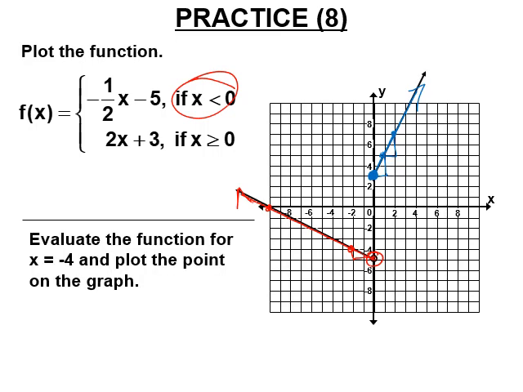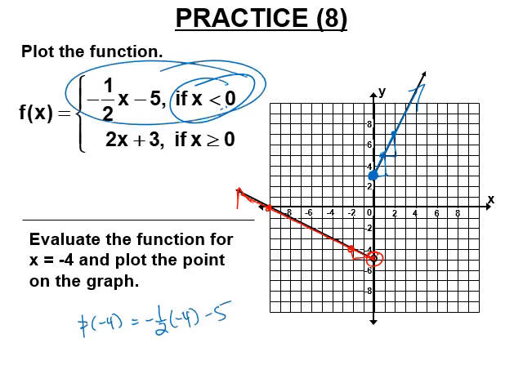Oh no, I'll evaluate the function for x equals -4 and plot the point on the graph. All right, so let's do that. This is what we started with. So -4 is in this section, less than 0. So f of -4 equals -1/2 times -4 minus 5. I'm using this one. -1/2 times -4 is +2. 2 minus 5 is in fact -3.